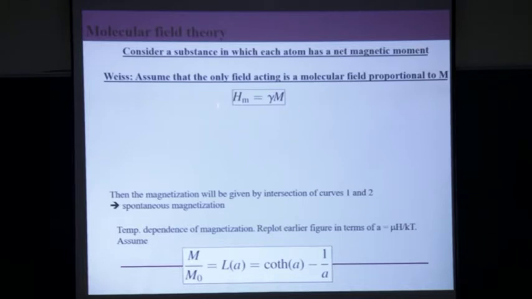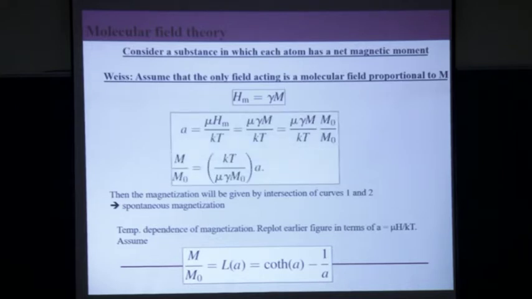So now you have the concept. This is again due to the same Weiss who did the domains. He also, in the Curie-Weiss law, came up with this internal field. And as I told you, you can get the magnetization in terms of the Langevin function. This equation we have seen before. M is equal to A, where A is equal to mu times the molecular field divided by kT. So we can describe M by M0 in terms of the A factor.